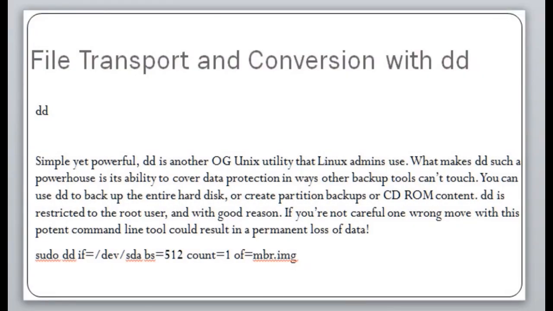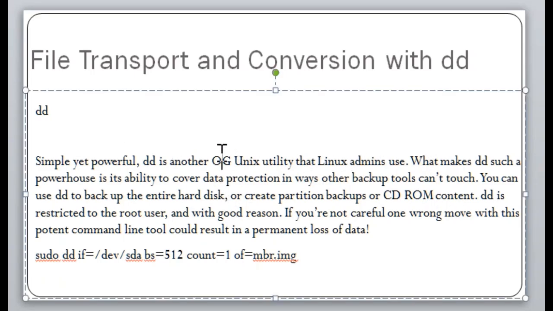So DD is simple yet powerful. DD is another OG Unix utility that Linux admins use. Now guys, OG here just stands for original gangster, okay? So it just means it's one of the original programs on the Unix system. What makes DD such a powerhouse is its ability to cover data protection in ways other backup tools can't touch. You can use DD to back up the entire hard disk or create partition backups or CD-ROM content.